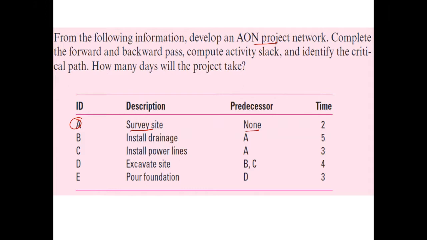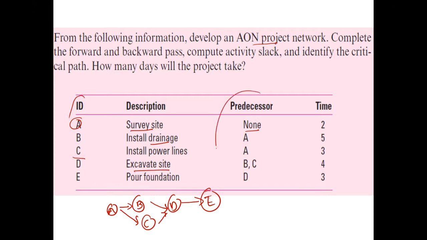So in this example, we could see that survey of the site is the first activity. It has got no predecessor. The second activity, installing the drainage, depends on activity A. So B follows A. The installation of power lines also depends on completion of activity A. And then we have got excavation of site, which depends on activities B and C. And the last activity is pouring the foundation, which depends on site excavation. So using these predecessor relations, we will first of all draw a logic diagram.